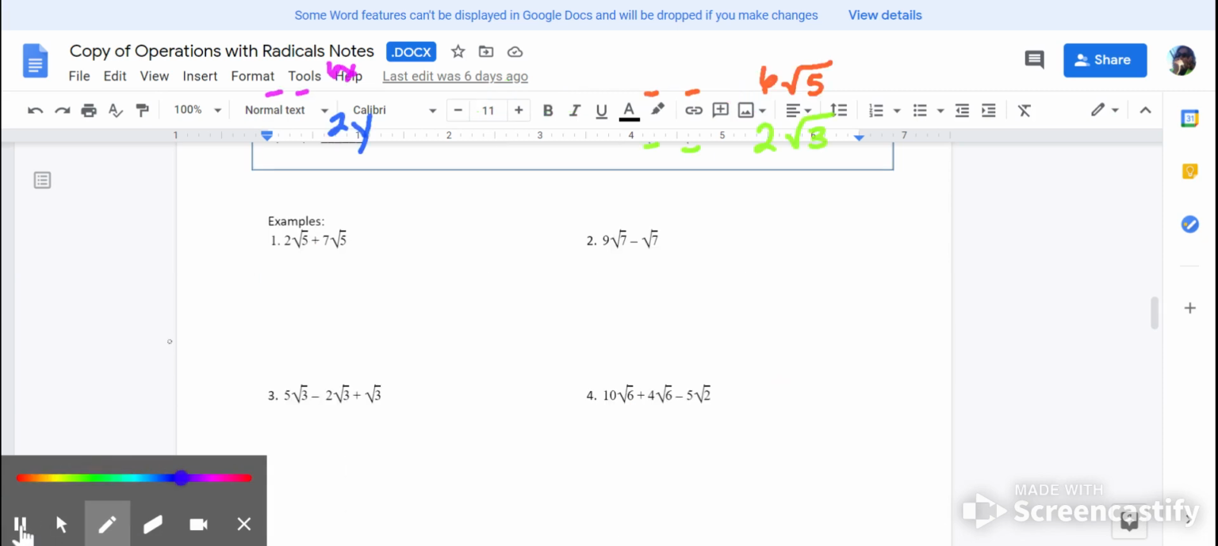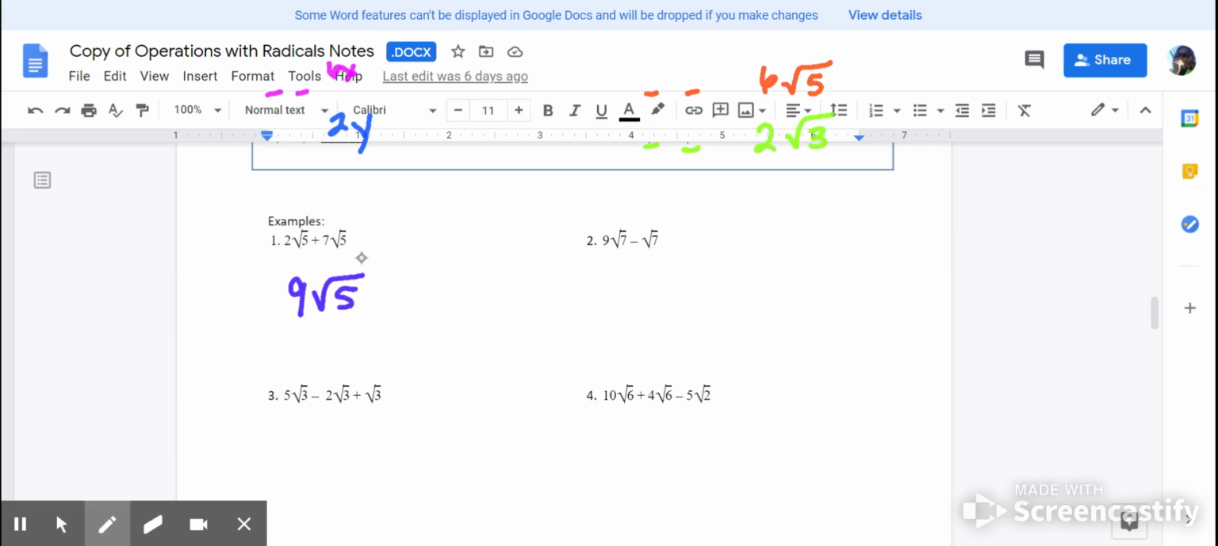So as I'm solving each of these examples, the first thing I want to ask myself is, are the radicands the same? So square root of 5, square root of 5. Yes, it is. So I can simply add the numbers on the outside. 2 plus 7 is 9. Are my radicands in number 2 the same? Yes. Square root of 7, square root of 7. I cannot forget, though, that there's technically a 1 on the outside of the radical sign. So 9 minus 1 will give me 8 on the square root of 7.